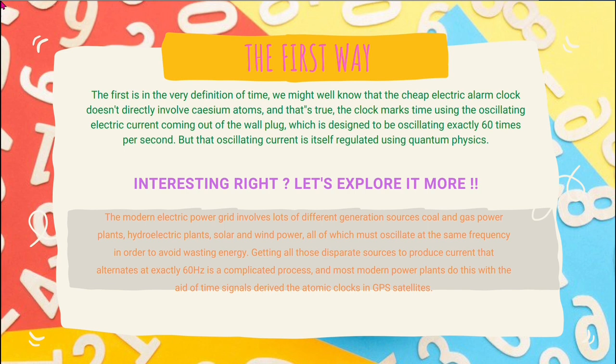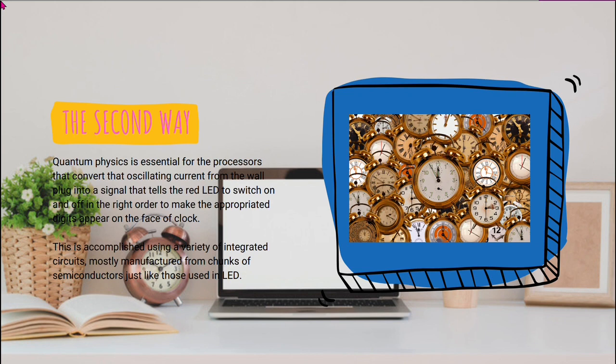Interesting, right? The modern electric power grid involves lots of different generation sources: coal and gas power plants, hydroelectric plants, solar and wind power, all of which must oscillate at the same frequency. Getting all those disparate sources to produce current that alternates at exactly 60 Hz is a complicated process, and most modern power plants do this with the aid of time signals.